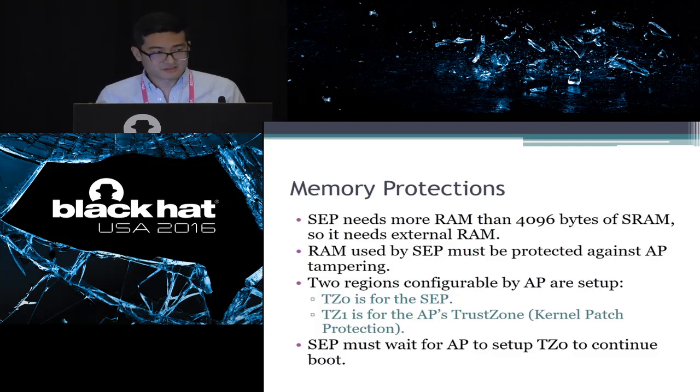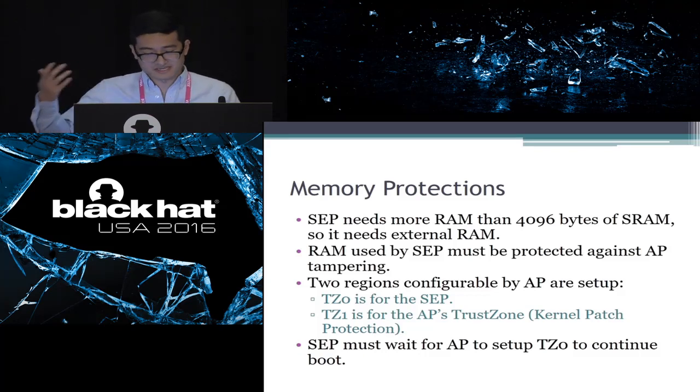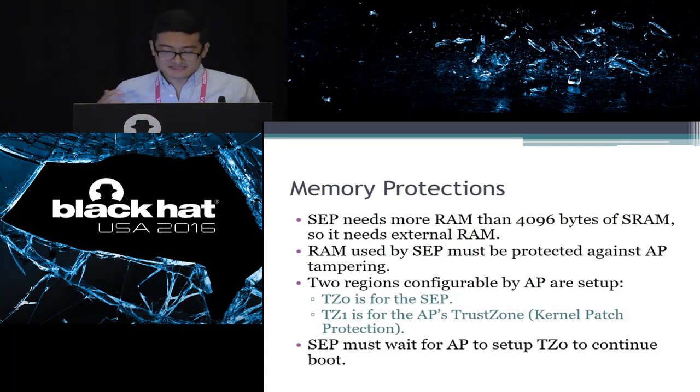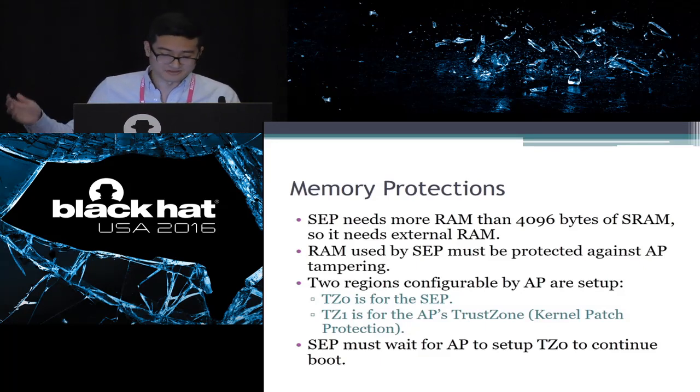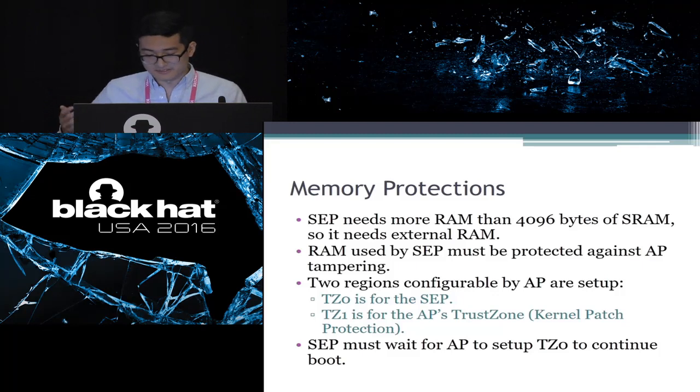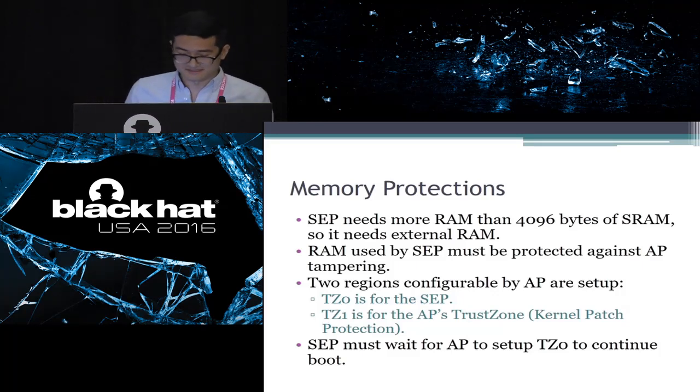So the AP is allowed to configure 2 regions. One is called TZ0, probably trust zone 0. One's called TZ1. TZ0 is for the SEP's use, and TZ1 is for the AP's hypervisor's use, which is involved in kernel patch protection. SEP can access TZ0, but the AP running in normal mode cannot access TZ0, nor can it when running in hypervisor mode. And for TZ1, the SEP can't access TZ1, and only the AP in hypervisor mode can access TZ1.